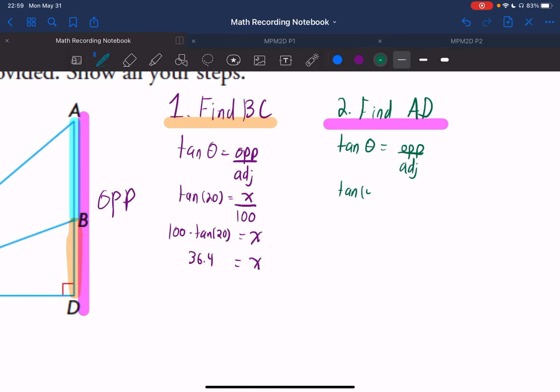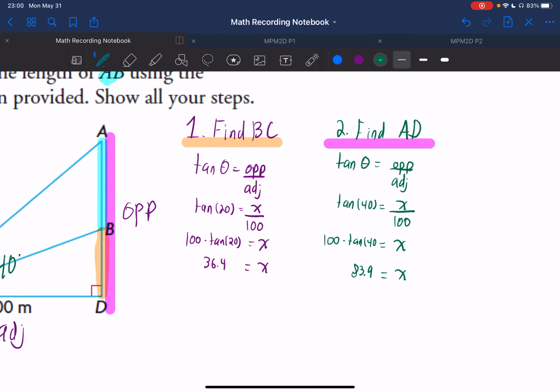So we get tan 40 equals x over 100. We rearrange to isolate for x, so we get 100 times tan 40. And that's going to give us an x of 83.9.